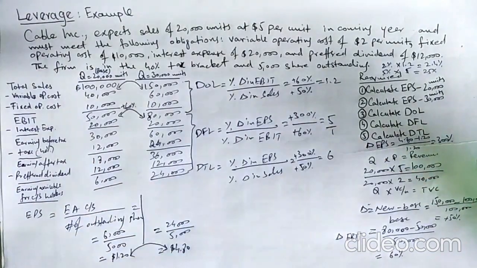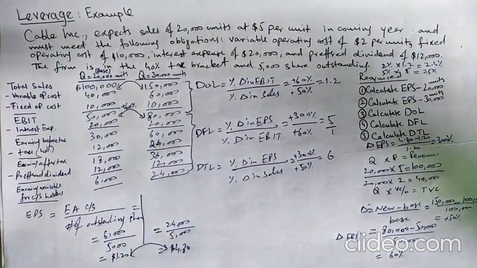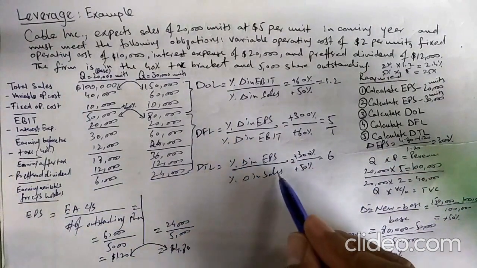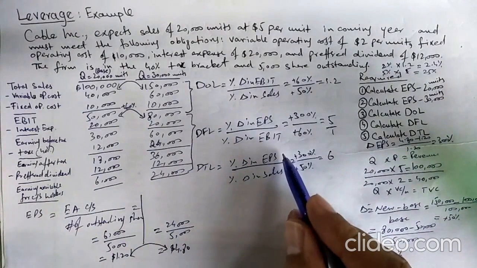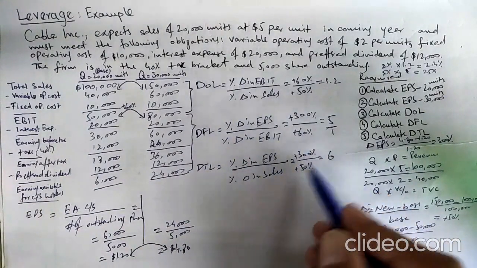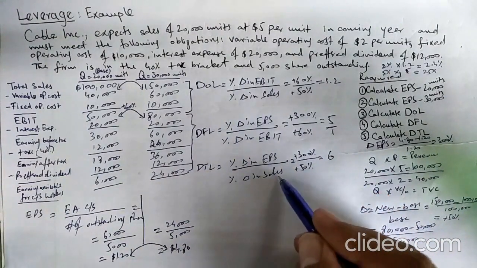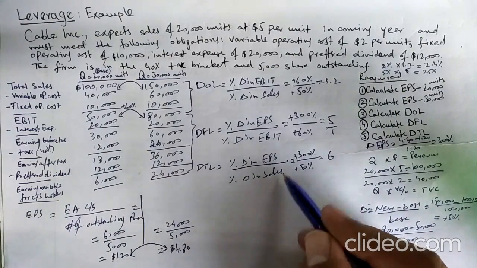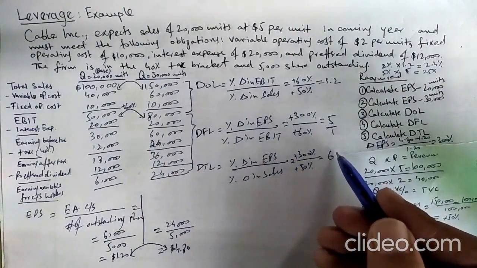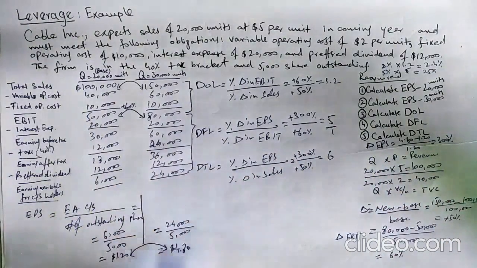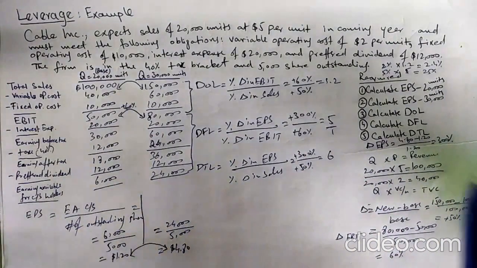So we can interpret this 6, the degree of total leverage, as: if our sale increases by 1%, then our EPS will increase by 6%. If our sale decreases by 1%, then our EPS will decrease by 6%. So that's how we can calculate the degree of operating leverage, degree of financial leverage, and degree of total leverage.